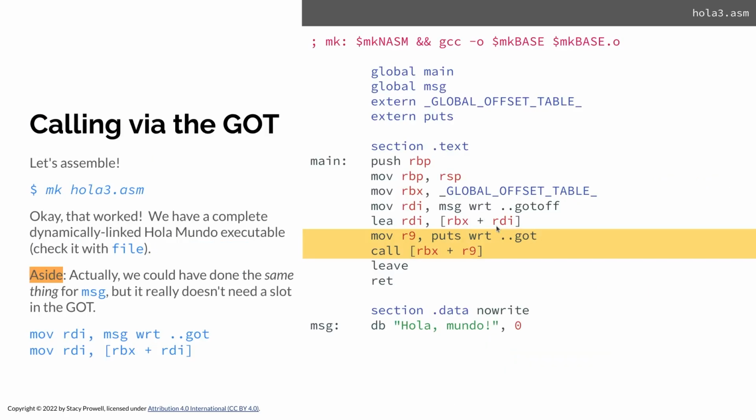So now we can call things like puts via the GOT. So when we do this right here, we will create a link time relocation to replace puts with respect to GOT with the actual distance from the start of the GOT to the slot we want. And we will create a runtime relocation inside the GOT for the address of puts. And there we go.